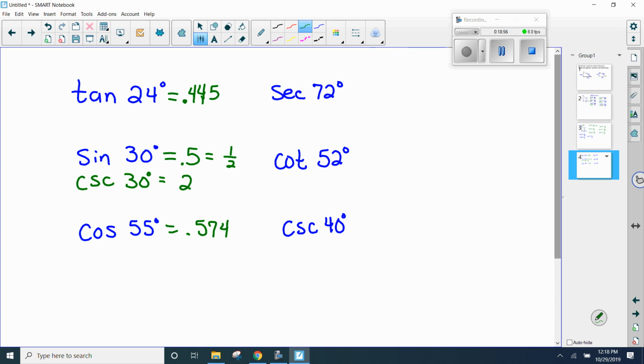How are you going to type it into your calculator? The first thing I would do, I'm just going to use this one, because we know what it should be. If they ask me what is the cosecant of 30 degrees, cosecant is the reciprocal of sine. So I'm going to take the sine of 30 on my calculator, and I'm going to get that answer of 0.5.